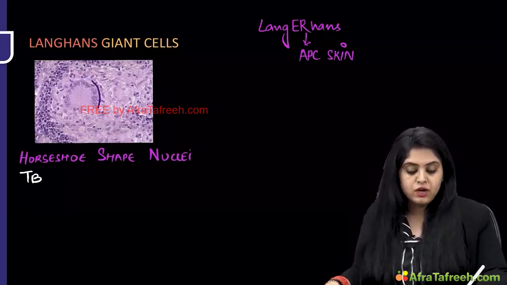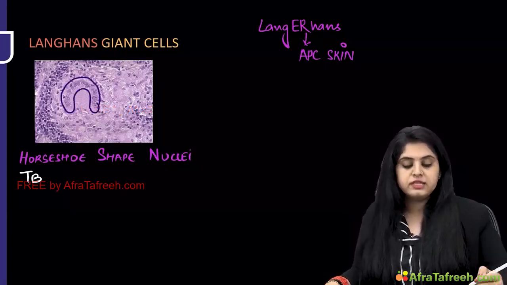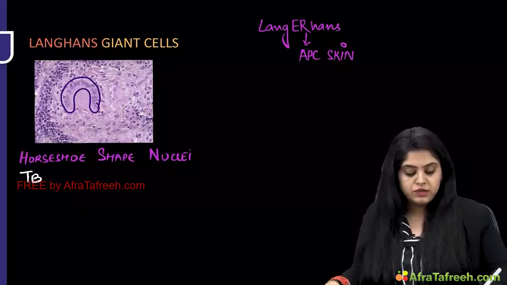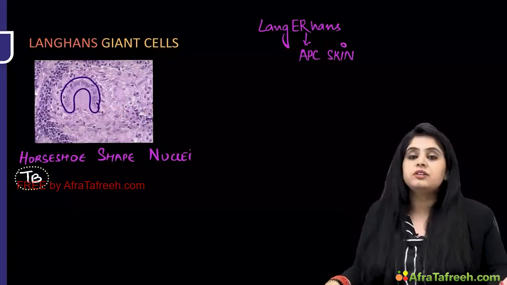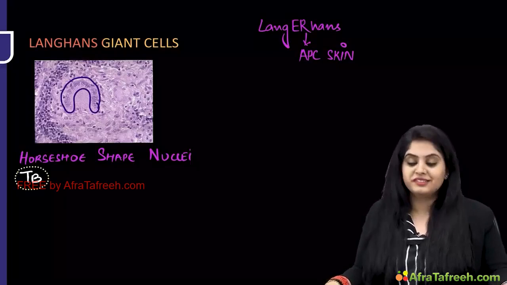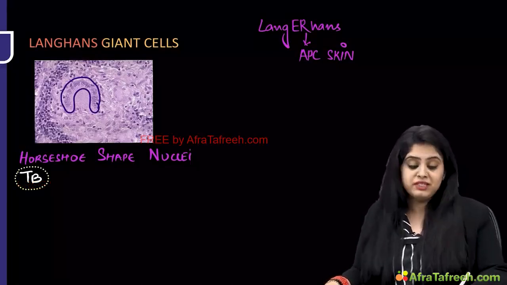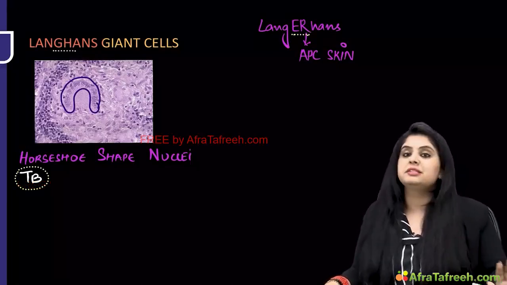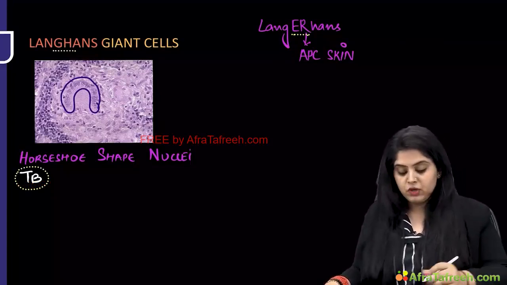Let's draw it again. Horseshoe shaped nuclei is noted, and in which condition do you see it? You see it in a case of our country's famous disease, tuberculosis, right? No confusion. The only thing is, don't confuse Langerhans giant cell with Langerhans cell in the exam. Okay? Moving on to the next one.